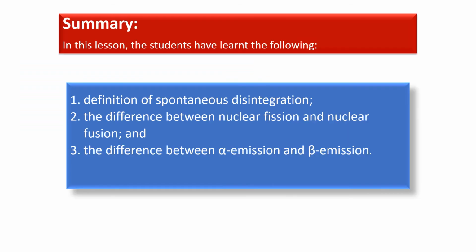In our lesson today, we've been able to learn the definition of spontaneous disintegration. We've also been able to look at nuclear fission and nuclear fusion and the differences between them. At the same time, we have been able to also look at alpha emission and beta emission and the difference that exists between them. So that will be it for our lesson for today.